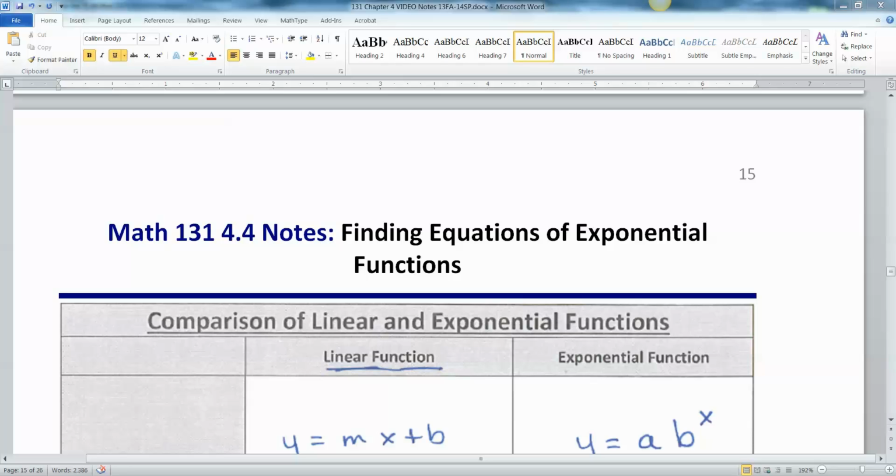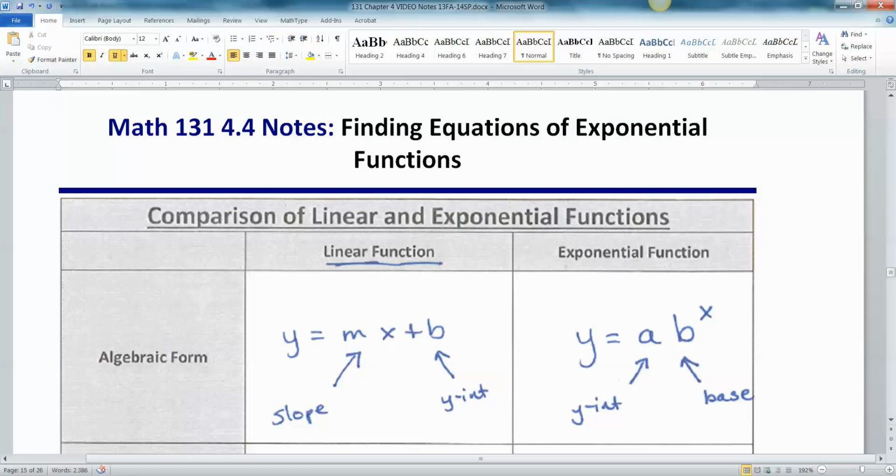Now that we learned so much about exponential functions, let's take a moment and compare the two functions we know so well, namely the linear functions from chapters 1, 2, and 3, and the exponential functions from chapters 4 and 5 as well. All right, so a linear function, remember, is of the form y equals mx plus b. The slope is your m, and your b is your y-intercept. Well, technically it's (0, b), but you get the point.